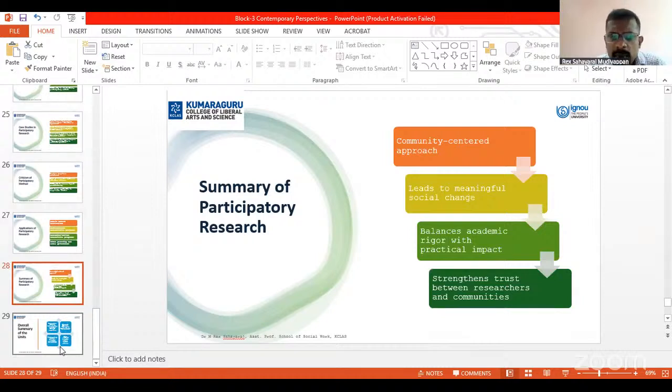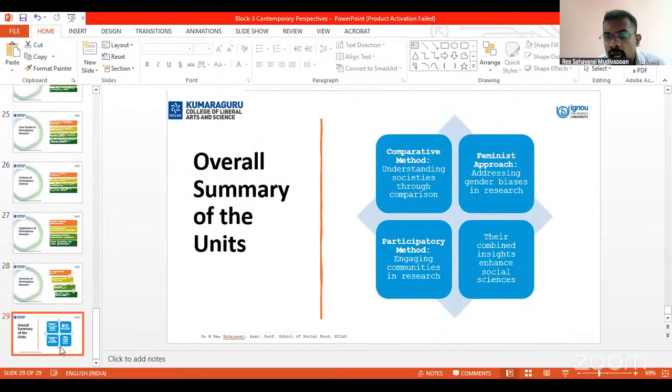And the summary of participatory research: we have studied that the community-centered approach leads to meaningful social change, balances academic rigor with practical impact, and strengthens the trust between the researchers and community. So this is a summary of participatory research. The overall summary of the units we have learned: the comparative method, understanding societies through comparison; the feminist approach, addressing gender biases in research; and the participatory method, engaging communities in research. Their combined insights enhance social sciences.